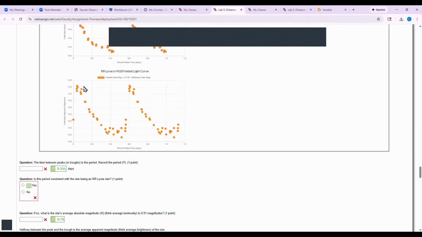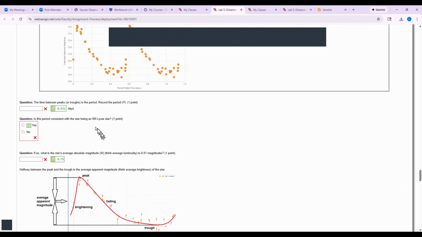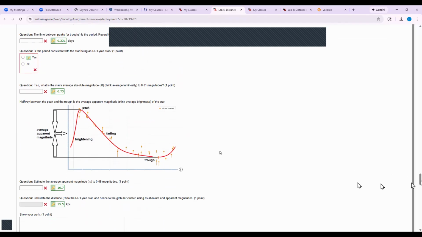When we get this one, the time between the two peaks, from here to here, you can measure by using the cursor on each of the peaks, and then you provide it here. If it is less than a day, the period is consistent with a star being RR Lyrae. And then the absolute magnitude is 0.75, and you put it here.